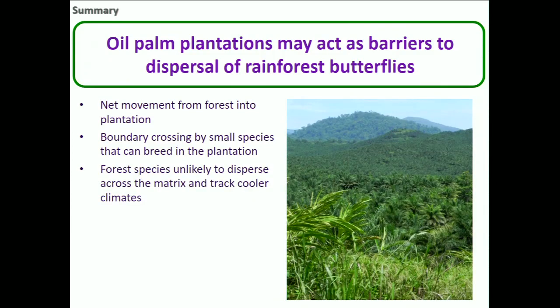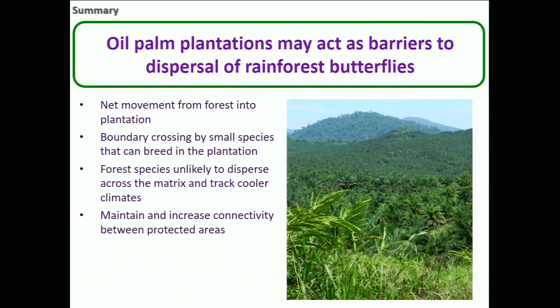And so if these species are crossing the boundaries in fairly low density, it's unlikely that they're dispersing across the matrix, and potentially may not be able to track cooler climates if the forest habitat that they're residing in becomes unsuitable for them.